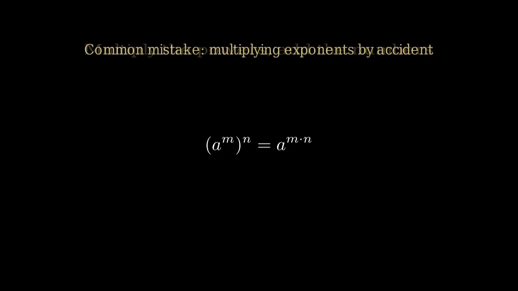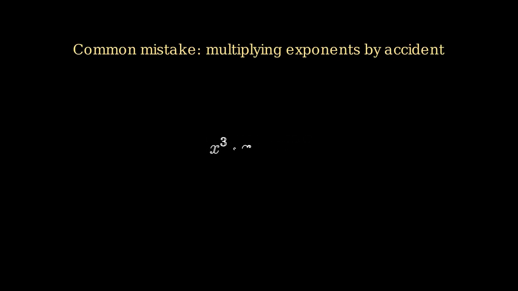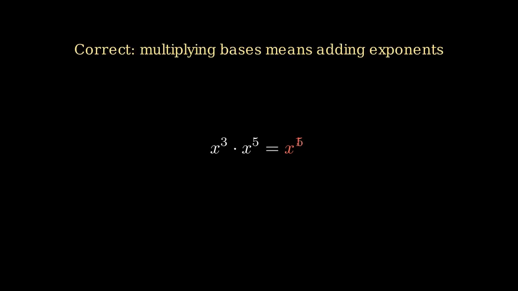Now, a common trip up. Learners often see x cubed times x to the 5, and because the operation is multiply, they wrongly multiply the exponents too, writing x to the 15 instead of the correct x to the 8. Multiply the bases does not mean multiply the exponents. When the bases are multiplied, the exponents are added, so watch out for that sign and operation mix-up.